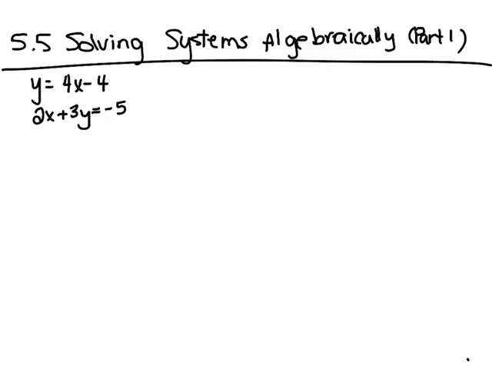And if we have a quadratic and a line, you can have up to 2, and same with a quadratic and a quadratic. So the first thing you need to check is what kind of system you have. This one is a linear system, they are both lines. So we're going to substitute 4x minus 4 in for y so that we can solve for x in our system. So we have 2x plus 3 times (4x minus 4) equals negative 5.